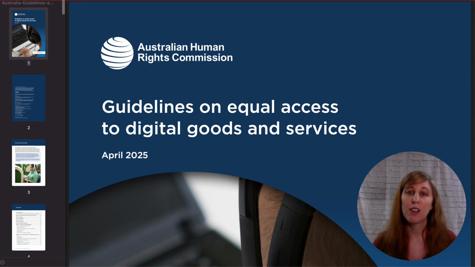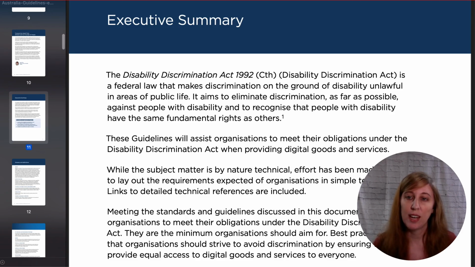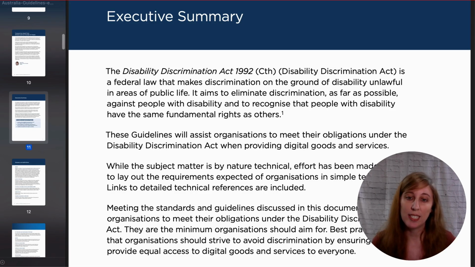discrimination. Here are the recent updates that are applicable to websites, mobile apps, social media, email, and other digital goods and services. The executive summary starts out with saying that the DDA makes it unlawful to discriminate against people with disabilities. These guidelines are specifically to assist organizations in meeting their obligations under the DDA. These standards and guidelines that are listed are the minimum that organizations should aim for. The best practice is that organizations should avoid discrimination by doing their best to go above these minimums.